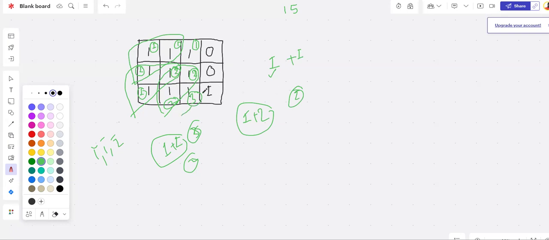But let us cross verify again with these three numbers. So it would be 0, 2, 3. So the minimum of 0, 2, 3 is 0. So 1 plus 0 is nothing but 1. So that's how we came to the solution.